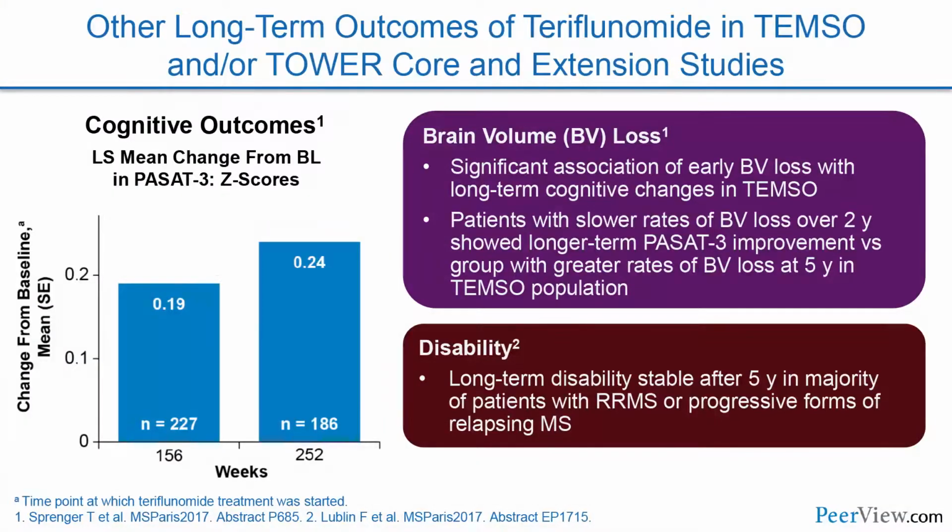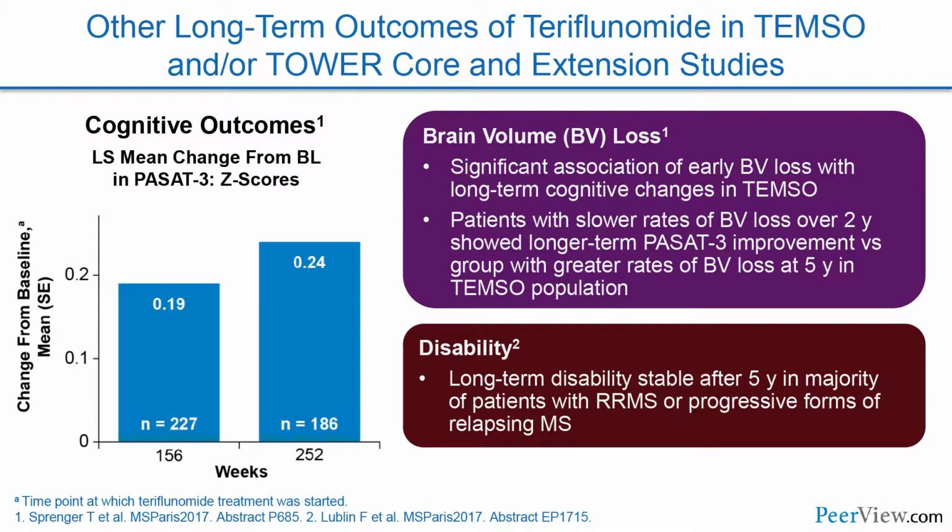In addition, long-term data showed, in terms of cognitive outcomes, teriflunomide 14 milligrams daily significantly improved the PASAT-3 performance versus placebo over 96 weeks in the TEMSO core trial. This effect was also maintained over the course of the extension study. Moreover, a significant association of early brain volume loss with long-term cognitive changes was observed, suggesting that brain volume loss earlier in the disease course predicts long-term cognitive function.